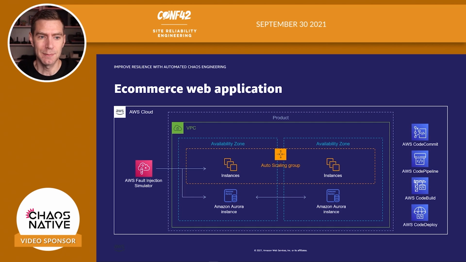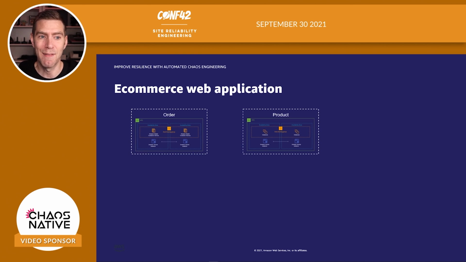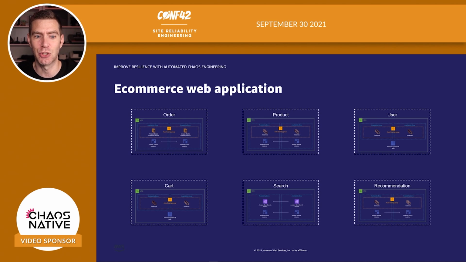And next, we also have, of course, multiple services within our application. So we have different services that do different things within our application. So besides the product, we have order, we have a user service, we of course need a cart service and a recommendation service and a search service. All built using slightly different architectures. They have different code bases and perhaps even different teams building and running these parts of our application.